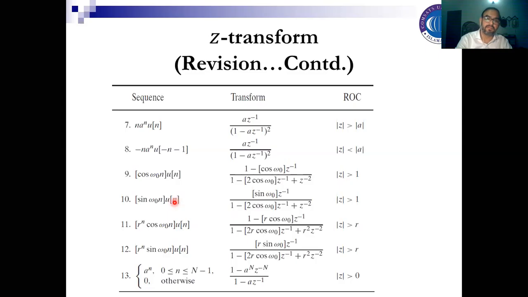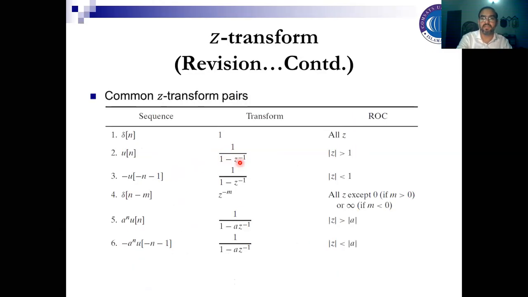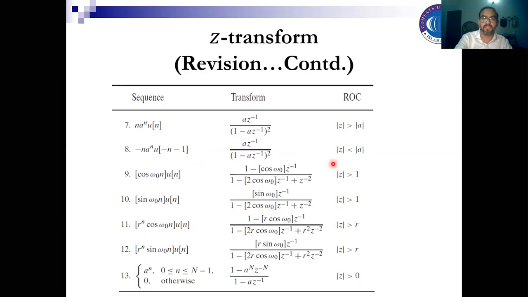Again, for sin omega naught n, the value is different, and z is greater than 1 in that case as well. So basically ये स्टेम कहाँ से करता है? ये स्टेम करता है u of n का फोरियर ट्रांसफॉर्म. सो u of n का फोरियर ट्रांसफॉर्म ऊपर देख चुके हैं. It is 1 over 1 minus z inverse. तो उसका जो रीजन ऑफ कन्वर्जेंस है that is z mod is greater than 1. तो इसीलिए cos और sin के केस में the region of convergence z mod is greater than 1 for both cases. Now if you have r of n cos omega naught n u of n, then obviously that will be replaced by r, and same is the case with sine.